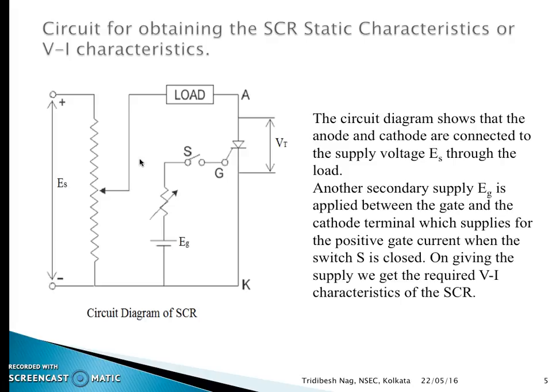Okay, now this is the circuit which we require in order to do an experiment for the VI characteristics. The circuit diagram shows that the anode and cathode are connected to the supply voltage ES through a load. Another secondary supply EG is applied between the gate and the cathode terminal, which supplies the positive gate current when the switch S is closed. On giving supply, we get the required VI characteristics of the SCR.